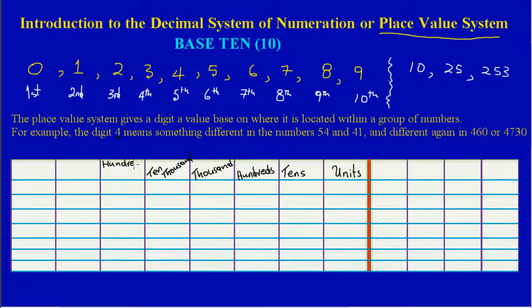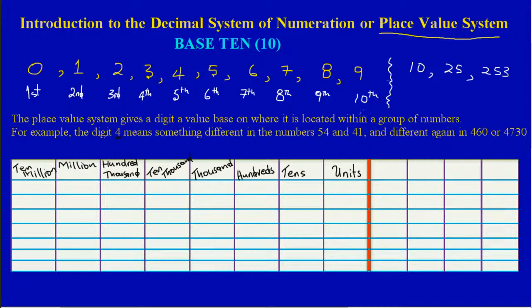This is my 100,000 column. Now after my 100,000 column, going to my left, I will have my 1 million column. So this is my million column. And after my million column, I will have my 10 million column.